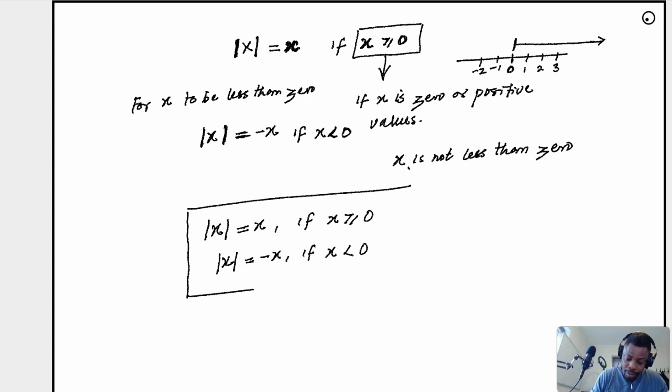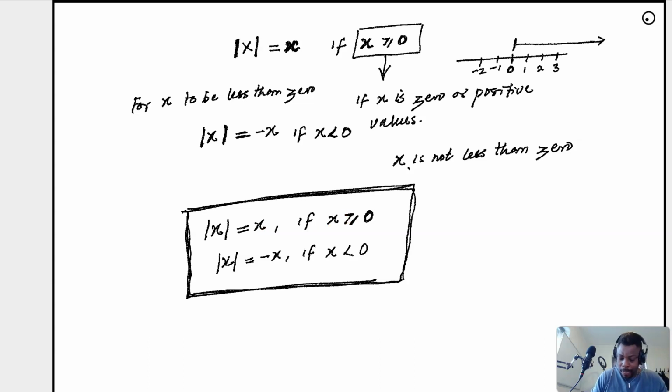This is very important that you understand what this means. What this means is that the modulus of a number is equal to that number if that number is equal to 0 or a positive value. But if the number is the negative of itself, that means it's less than 0. So let's see how this works.